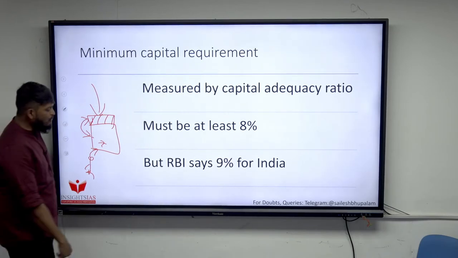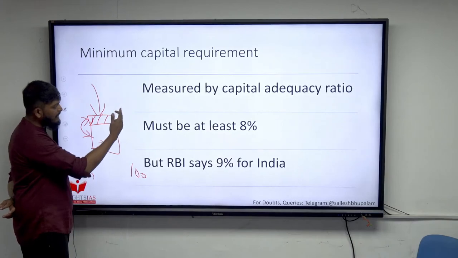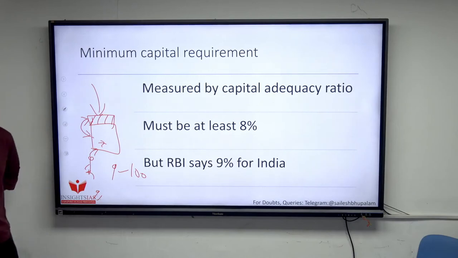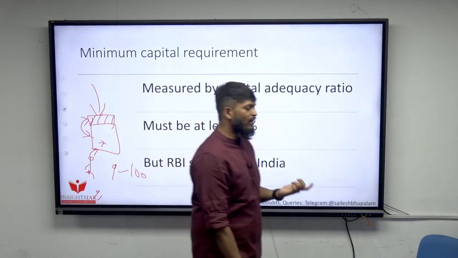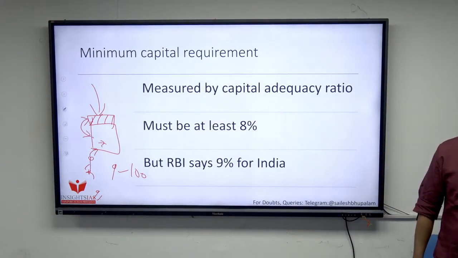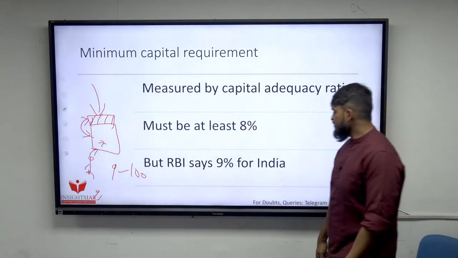Imagine you want to give a 100 rupee loan. As of now RBI is saying 9% capital adequacy ratio. It means you should have 9 rupees of your own money, that means capital. If you want to give a 10,000 crore loan, you need to have 900 crores of your own capital. If you need to give a 1,000 crore loan, you need to have 90 crores of your own capital. Adequacy means do you have adequate capital to give this much loan? You understood this? So this is what capital adequacy ratio is.